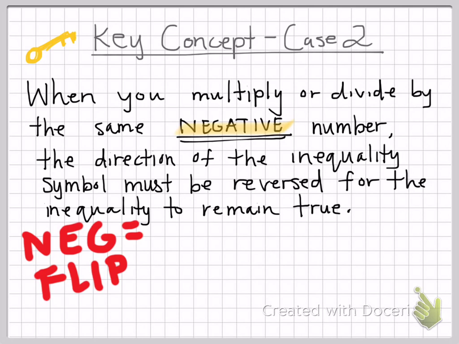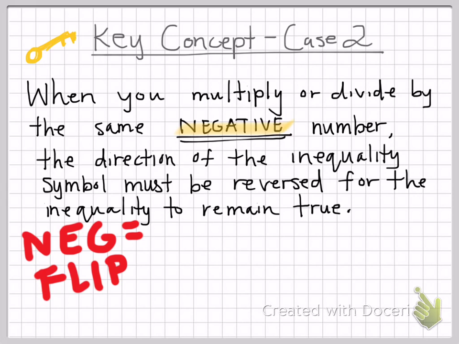I want to address a common error right now. Some students will see a negative sign anywhere in the inequality and say, oh, I need to flip it. Now, that's not always true. Only reverse the inequality symbol when you multiply or divide both sides by a negative number. It's only for multiplication or division. If you are subtracting a number and it has a negative, please do not flip it. Again, it is only for multiplication or division.